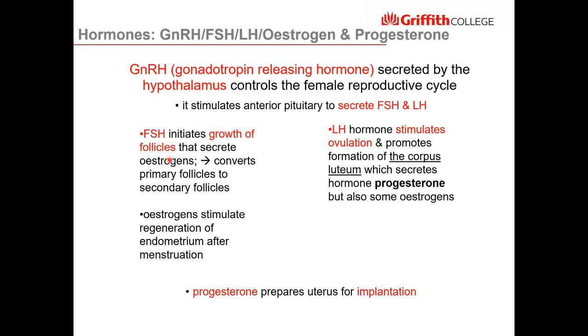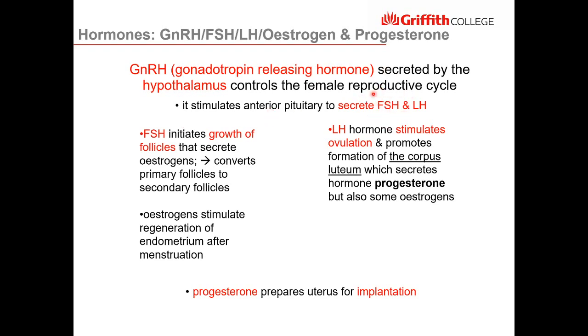So when we were looking at the primary follicle going to the secondary follicle, et cetera, that is kickstarted by this FSH. By having FSH stimulate the development of these follicles, that then causes the increased release of estrogen. And that estrogen then triggers, within the uterus, the regeneration of that endometrial layer, to begin preparing for a possible implantation next month.